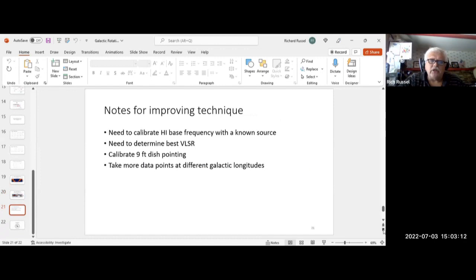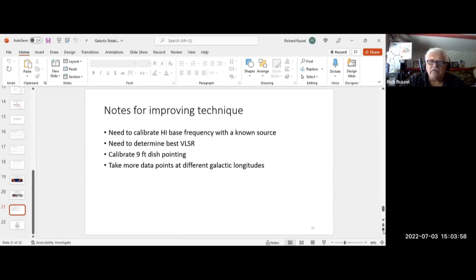Okay, some things I'd like to improve. I want to calibrate the base frequency. I'm not 100% sure that when this thing reads 0 point that's actually the frequency. It's not plus or minus some kilohertz. VLSR, hopefully someone puts that in the chat, that VLSR measurement, especially at this location instead of just Green Bank. 9-foot dish pointing. I've got a 5-degree beam, but I'd still like to get as close as I can with that. And different galactic longitudes. It'd be nice if we automate this a little bit. I can get maybe 1 degree galactic longitudes all the way up to 90 instead of just doing the 90 point.